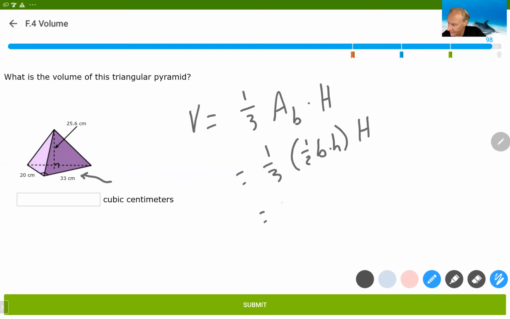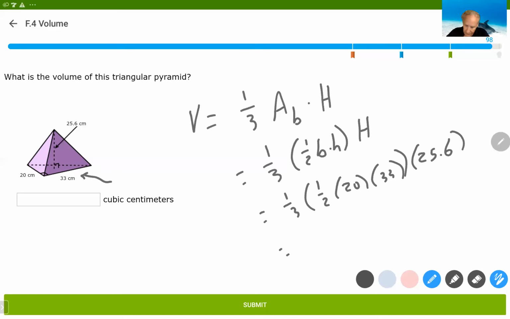So I'm looking at 1/3 times 1/2. The base of this triangle here is 20, and the height of the triangle is 33, times the height, which is 25.6 of the pyramid. And there's 2 different heights going on there. So it looks like we've got 20 times 33 divided by 6 times 65, 28, 16.